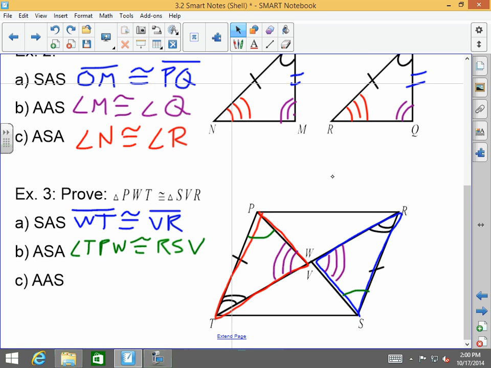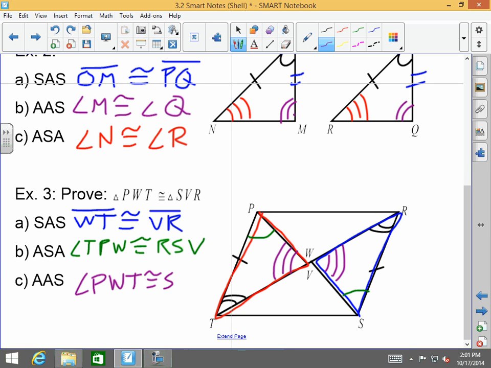So it would be angle PWT must be congruent to angle SVR. No, because R corresponds to P, V corresponds to W, and actually, wait, it would be SVR and PWT. Yeah, because it'd be angle, side, and then angle, side. Sir.